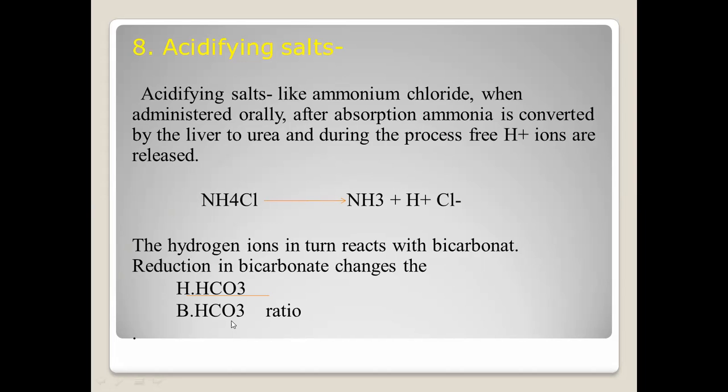The pH of the tubular cells falls. Fall means rise or decrease? Decrease. Due to acidosis, which leads to a fall in intracellular pH of the tubular cell, this causes diuresis.